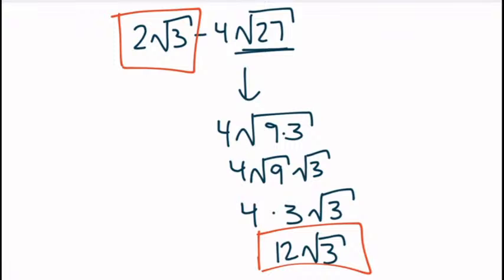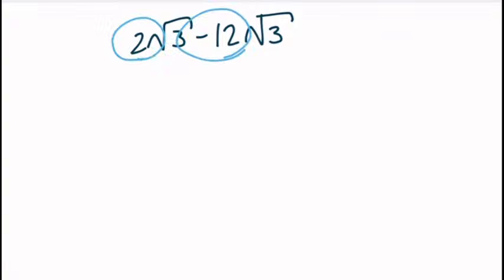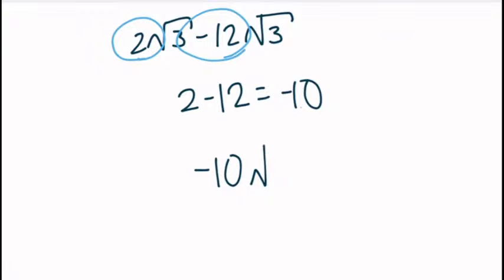So 2 radical 3 minus 12 radical 3. We focus on the coefficients to get 2 minus 12, which is negative 10. So our final answer is going to be negative 10 radical 3.